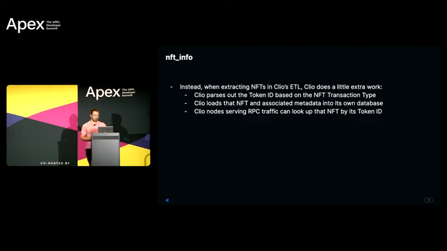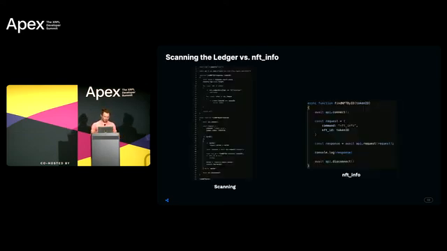In Clio, whenever we see some transaction that affects an NFT, we parse out the token ID from the transaction, and then write the NFT with its metadata to a database, keyed by the token ID. Then Clio nodes can serve traffic and say, oh, you want to know something about this NFT with this token ID? Let me look in this table and return it to you. This is just an example of the code that you would need. On the left is how much code you would need to scan the ledger for an NFT. Not to mention this would take so long, 20 minutes or more, versus just calling NFT info, the API I'm talking about from Clio, which is very simple.